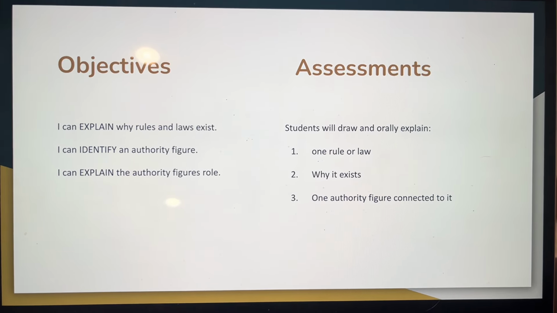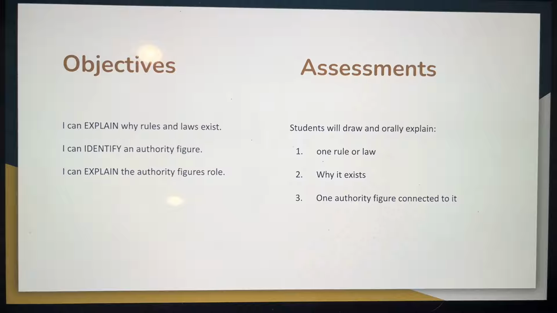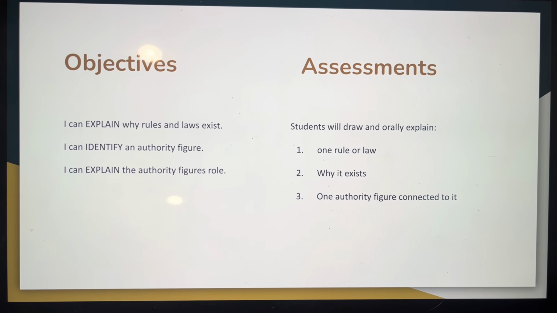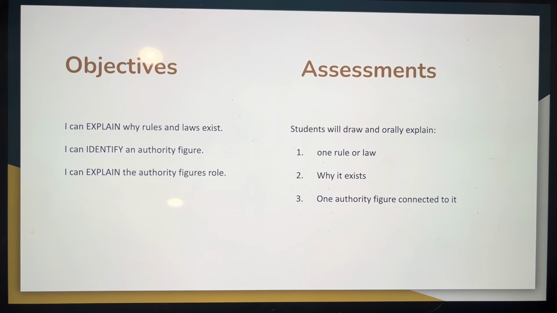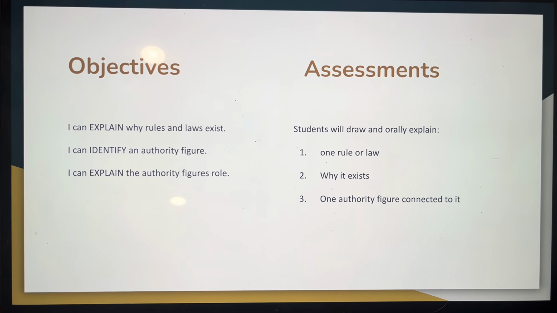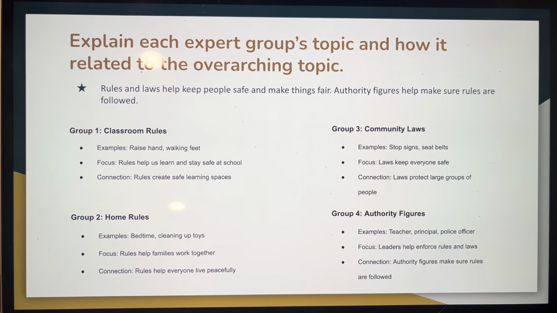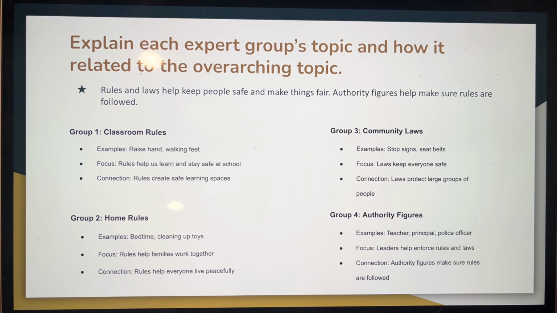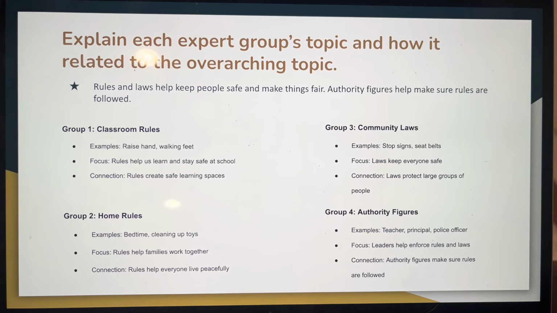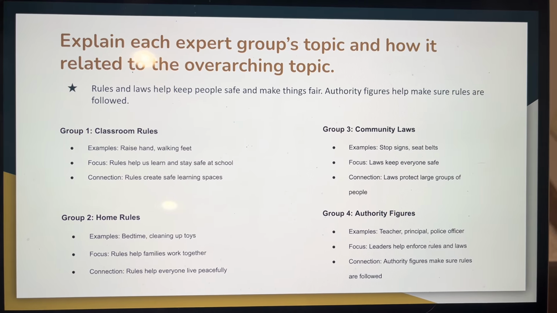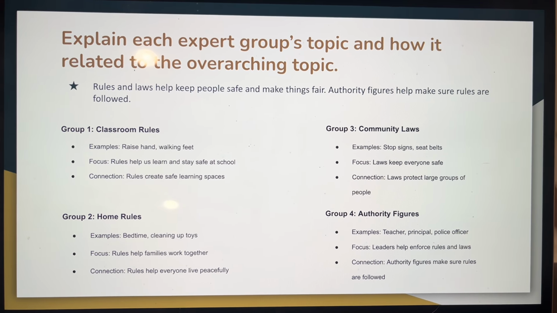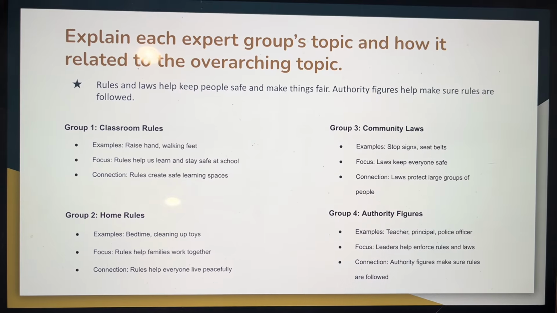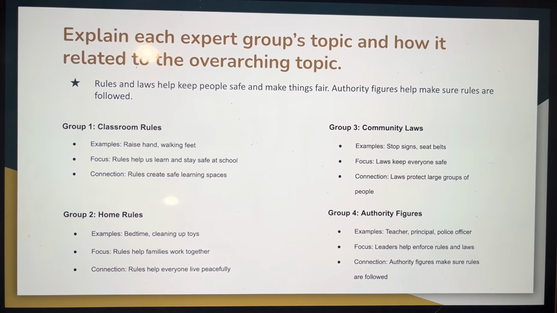The assessment would be: students will draw and orally explain one rule or law, why it exists, and one authority figure connected to it. Explain each expert's group topic and how it relates to the overarching topic. The overarching topic is rules and laws help keep people safe and make things fair. Authority figures help make sure rules are followed.